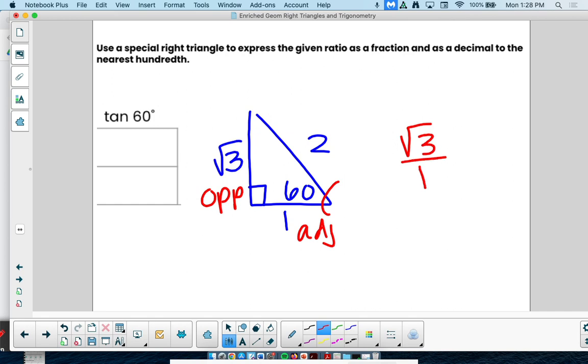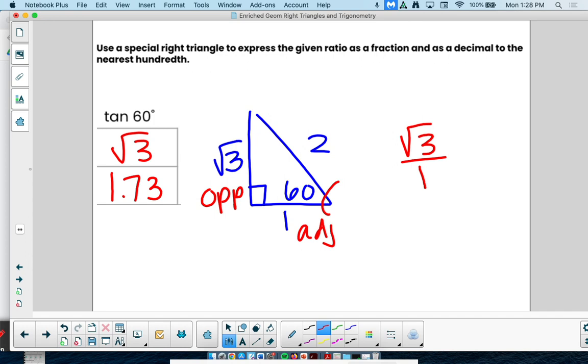You guys get root 3 over 1? Yep, which is really just root 3. Perfect. I don't remember what that is as a decimal though. What's root 3 as a decimal? 1.7. Go to 3, I think it has to go to 2 decimal places. Is that okay?